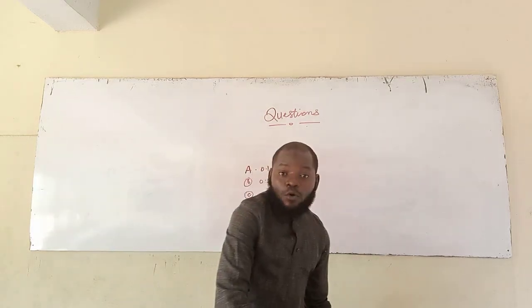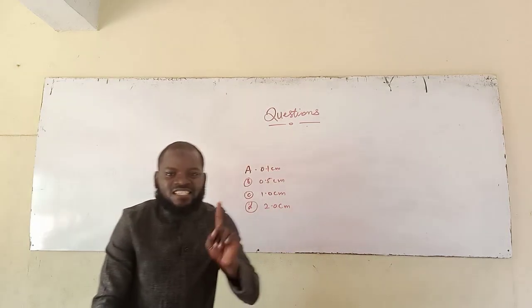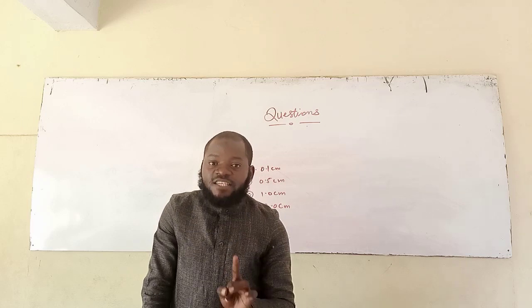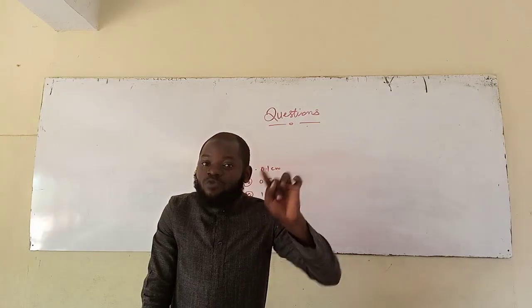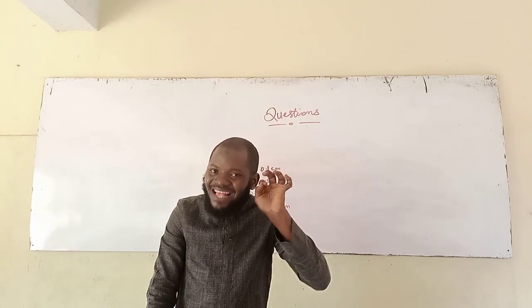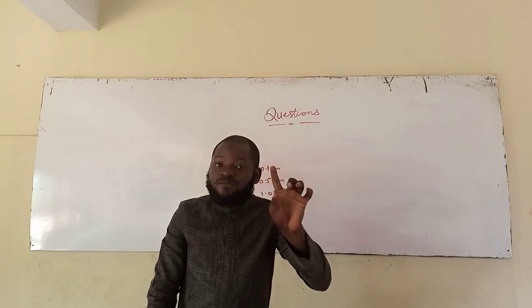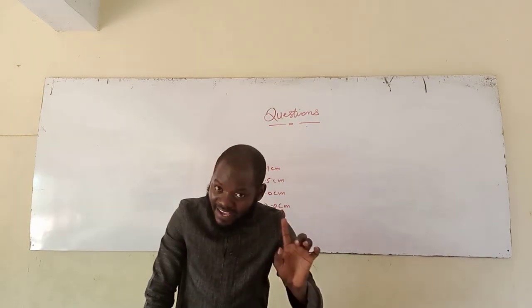Now, there's something I want to quickly break down here. Remember I told you that the least possible error, it is what? The graduated scale, the least possible what? The least value on that scale. Are you getting it now? Divided by 2. That will give you the least possible error. Am I making sense now?